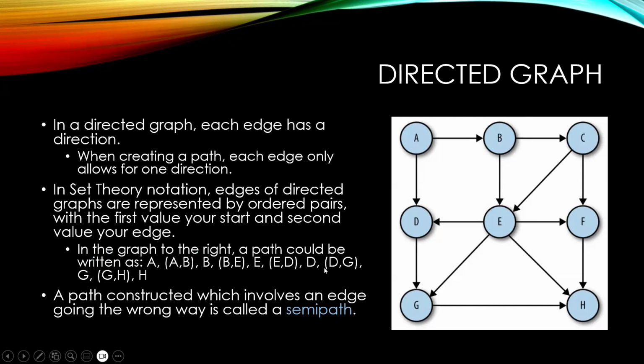And so in the graph to the right, a path could be written as A, then AB, because this edge is connecting AB, then B, then BE, then E, then ED, then D, then DG, then G, then GH, then H. Again, there's a reason why we don't often write these things out in set theory, because the visual gives us a clear understanding of what we're doing, and we could just trace that path instead of writing it all out in set notation. If a path is constructed which involves an edge going the wrong way, we call that a semi-path.